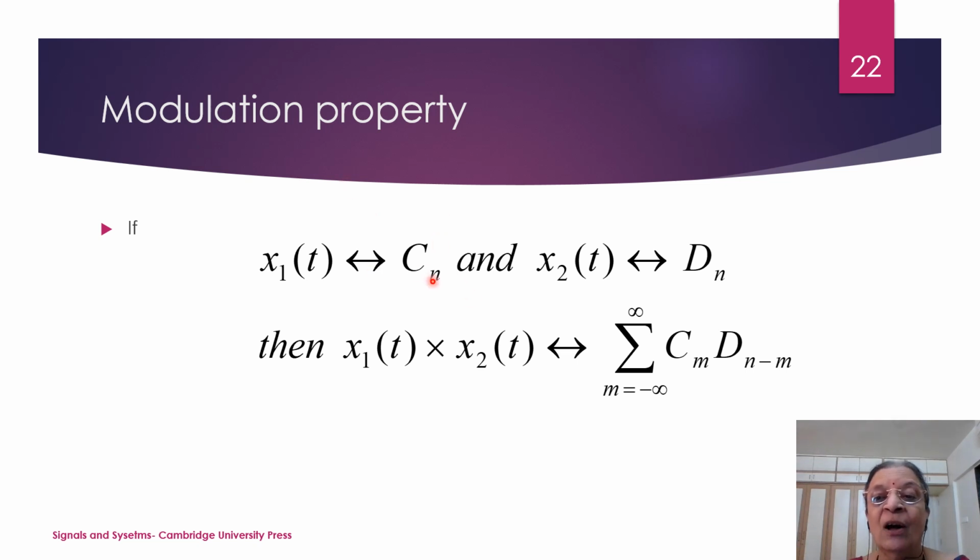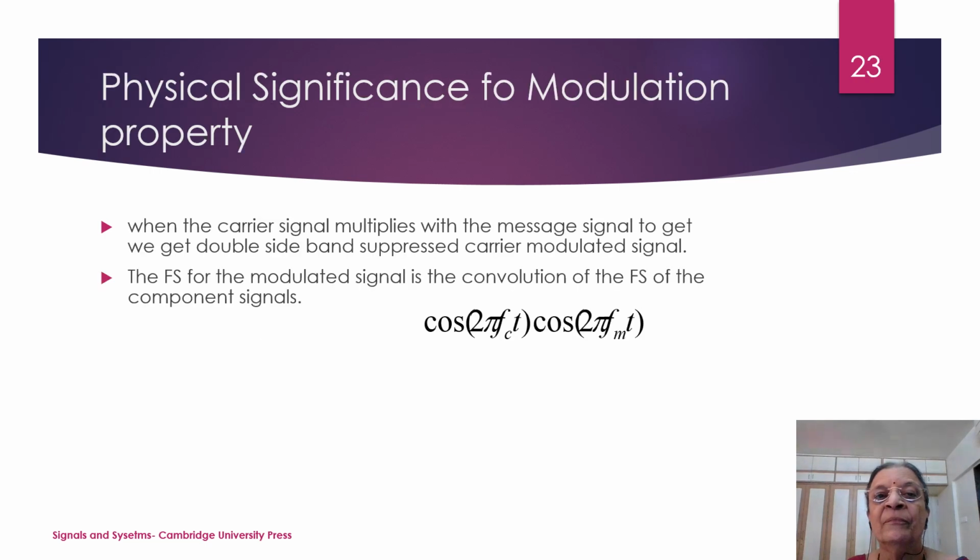Modulation property. Now, on the other hand, if we have the two signals multiplied in time domain, then what will be the transform? The transform will be in the convolved state. So where will this be used? This is why it is called the modulation property, because it will be used in modulation. In modulation, we have the carrier signal and it multiplies with the message signal and then we get the double sideband suppressed carrier modulated signal.